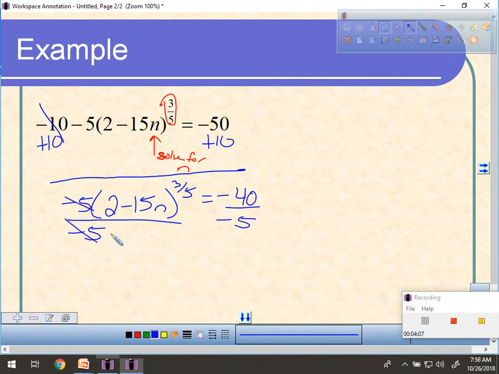So notice I didn't add 5 to both sides. I divided because that's multiplication. So then that's going to give me 2 minus 15n to the 3/5 is equal to 8.